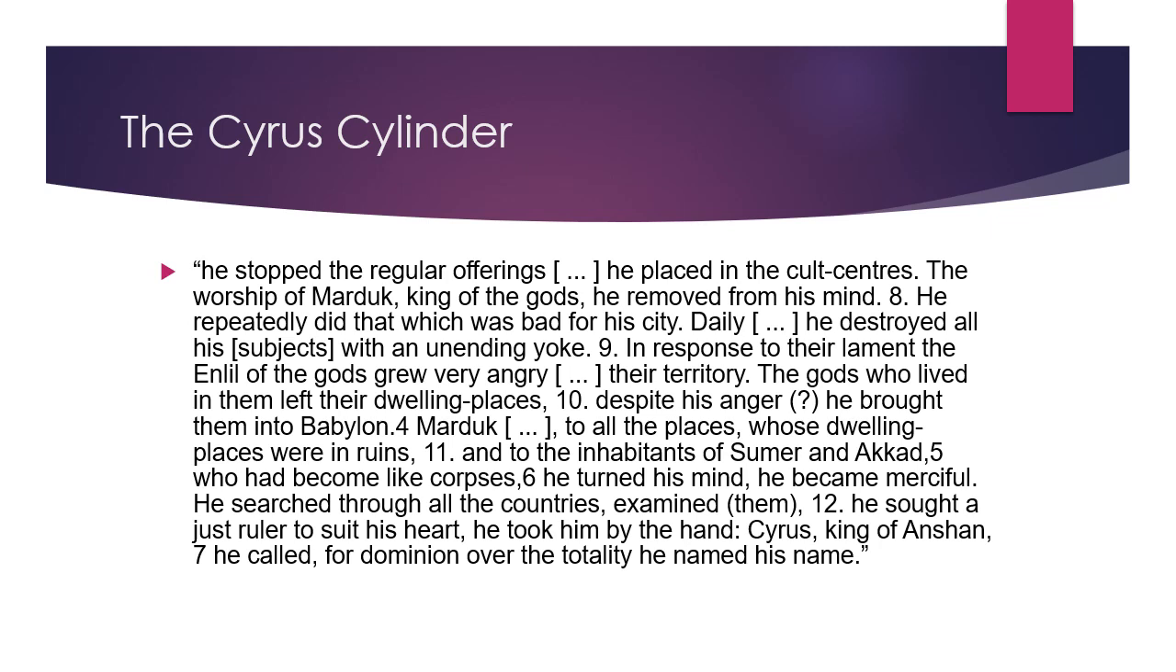In response to their laments, the Enlil of the gods grew very angry. Their territory, the gods who lived in them left their dwelling places. Despite his anger, he brought them into Babylon, Marduk to all the places whose dwelling places were in ruins, and the inhabitants of Sumer and Akkad who had become like corpses. He turned his mind and he became merciful. He searched through all the countries, examined them. He sought a just ruler to suit his heart. He took him by the hand, Cyrus, king of Anshan. He called for dominion over the totality. He named his name.